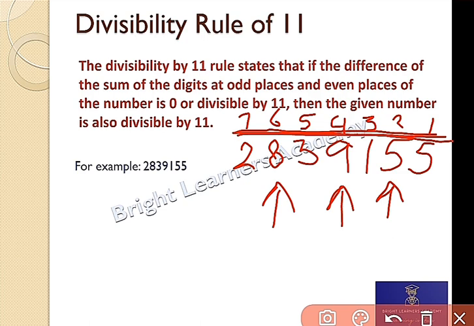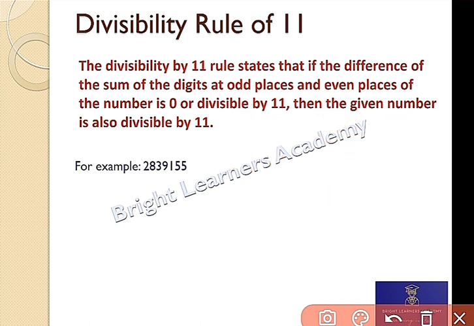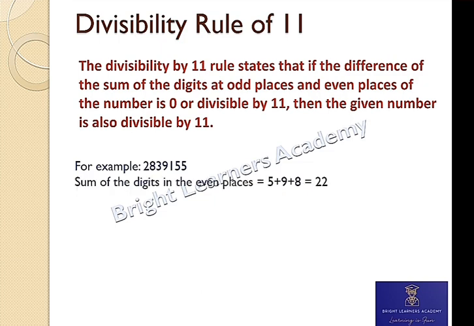So 2, 4, 6 are even numbers, and at second place there is 5, fourth place there is 9, and at sixth place there is 8. First of all we have to find the sum of these digits. So the sum of the digits in the even places, 5 plus 9 plus 8, is 22, right?